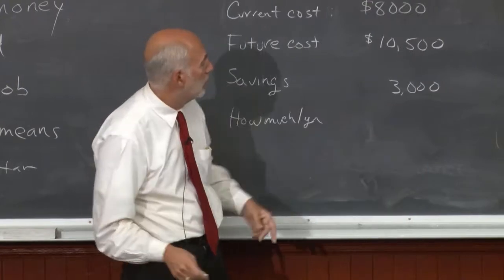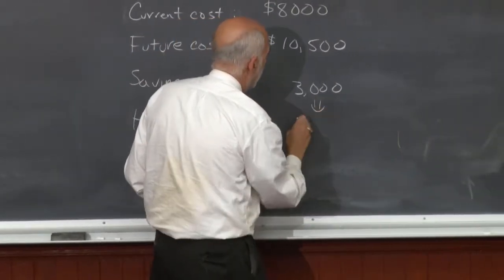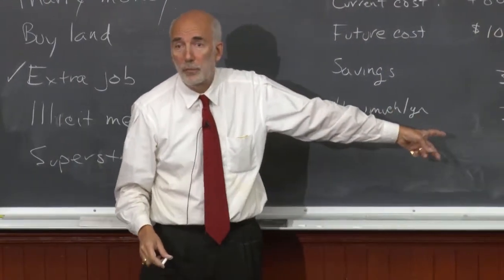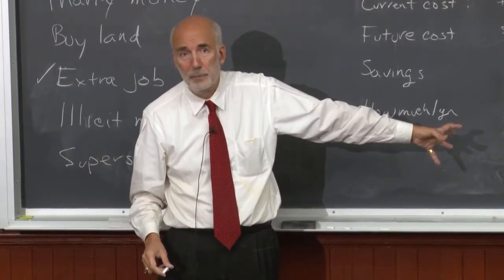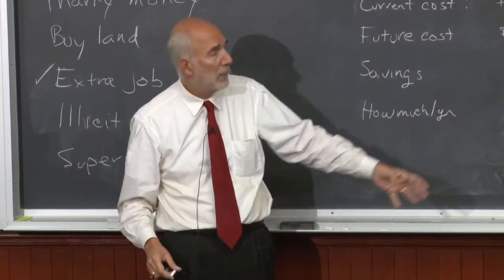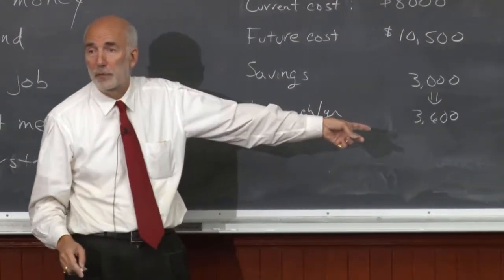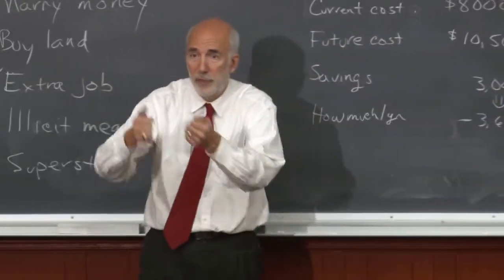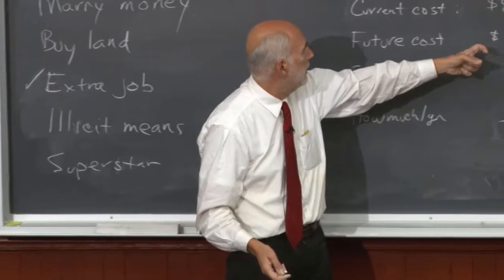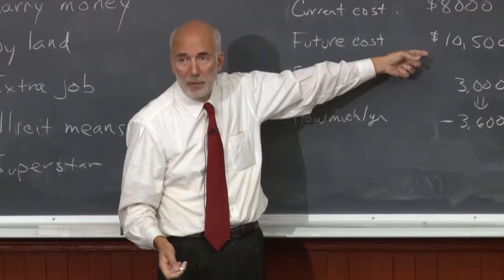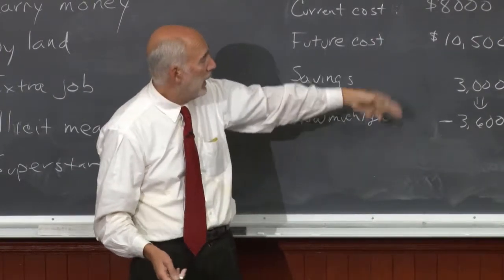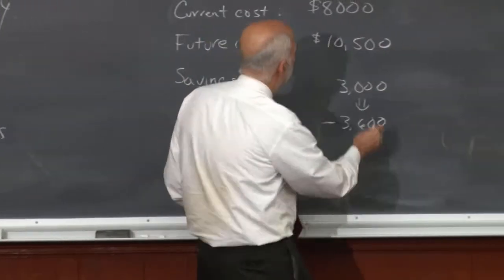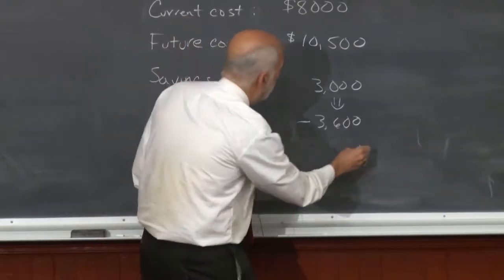So your $3,000 will grow to about $3,600 over that 5-year period. Does everybody see that? Okay, so now I've got $3,600. And so my savings is $3,600, and maybe at the end of that period, $10,500 is what my bill is. What do I have to come up with then, besides my savings? I have to come up with what?